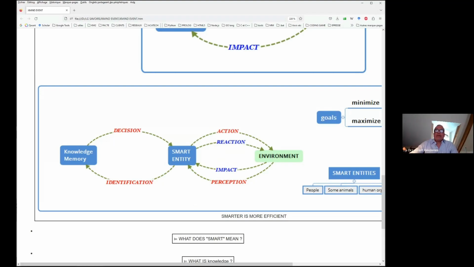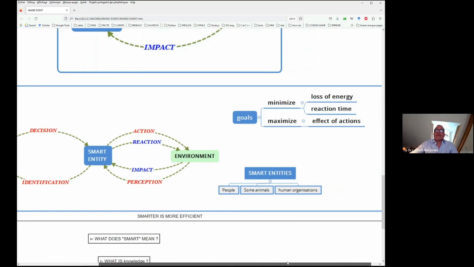And who is smart? We have people, of course. We have some animals which are smart, or even smarter than we are. And we have human organizations, which are collections of people which are altogether much smarter than only one person. I mean, at least they should be.